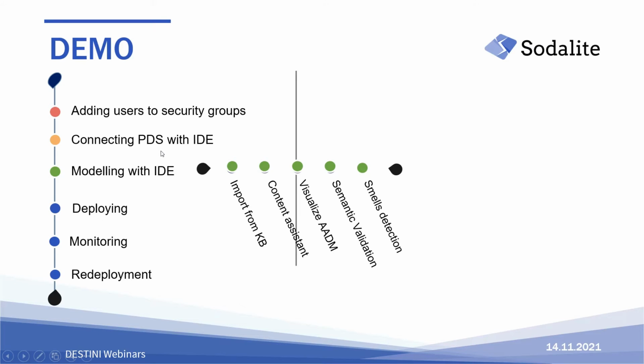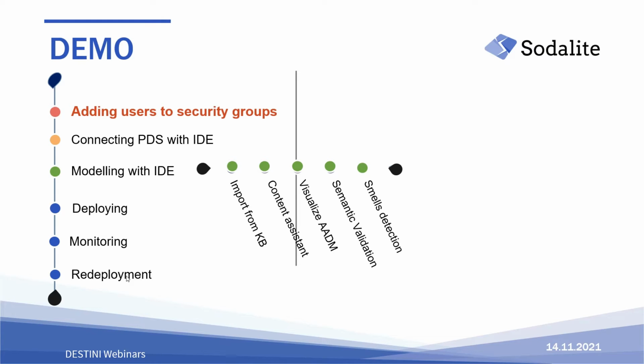Next, I will show the population of the knowledge base using platform discovery service. Next, I will show how to model the application deployment model using our ID and also utilizing content assistance service provided by the knowledge base. There are different types of services, detecting smell, validating the syntax or semantics, visualizing the model, and so on. Then move into deploying, monitoring and redeployment of the application.